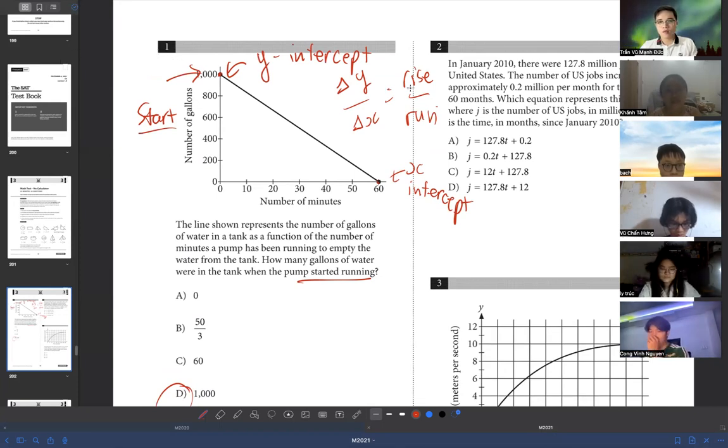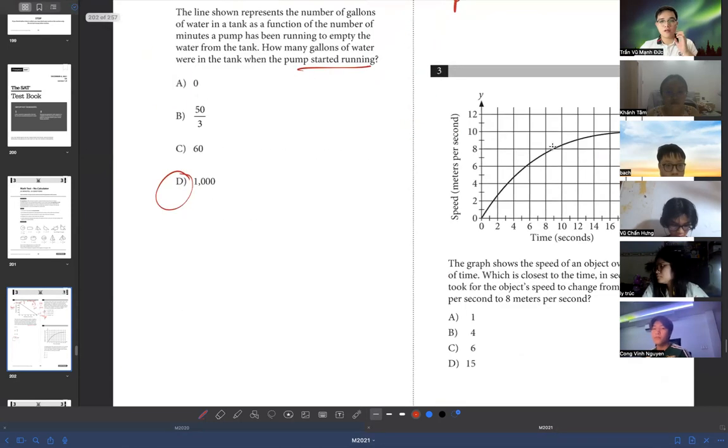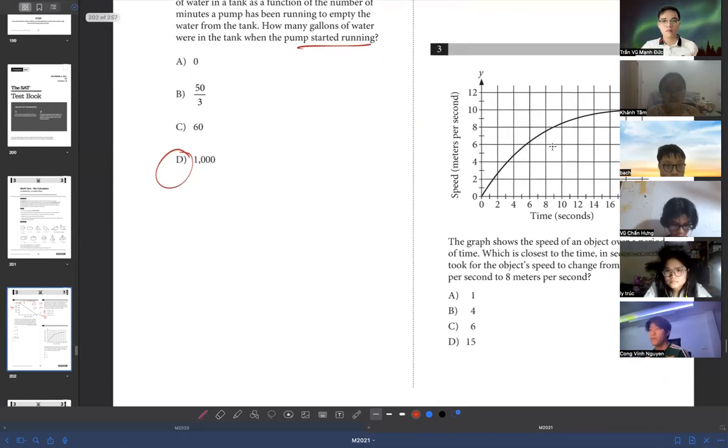2B. 2B, again a linear equation. There's not much to focus on here. And 3? C. 3C. Yep, just look at the graph.